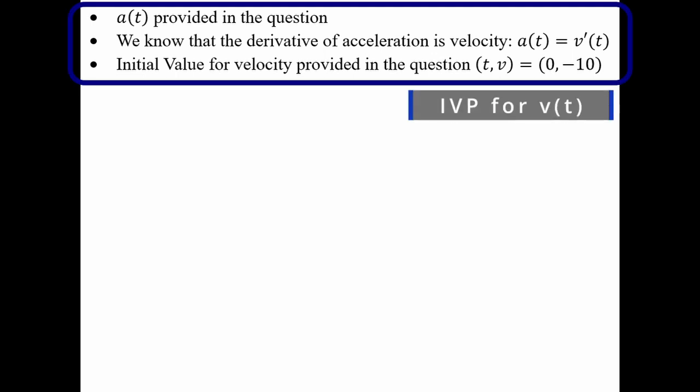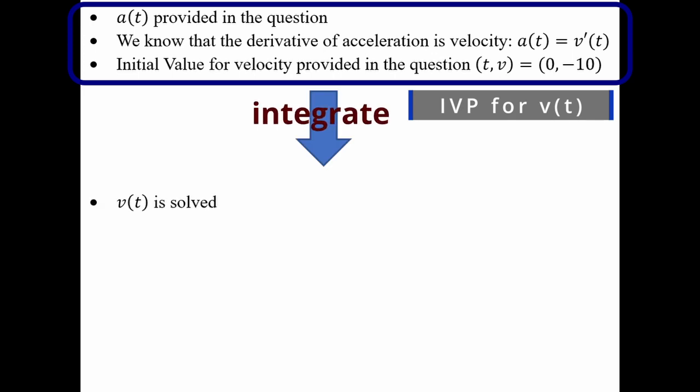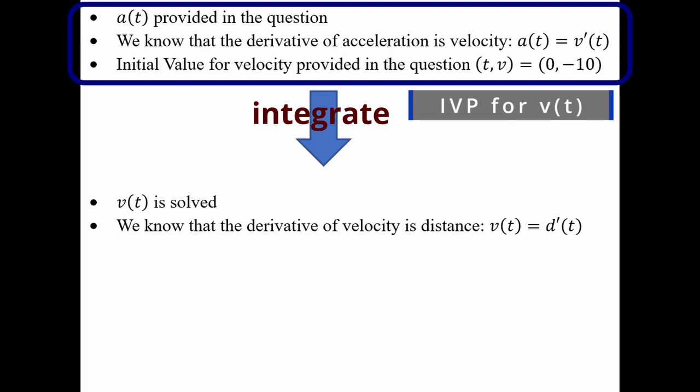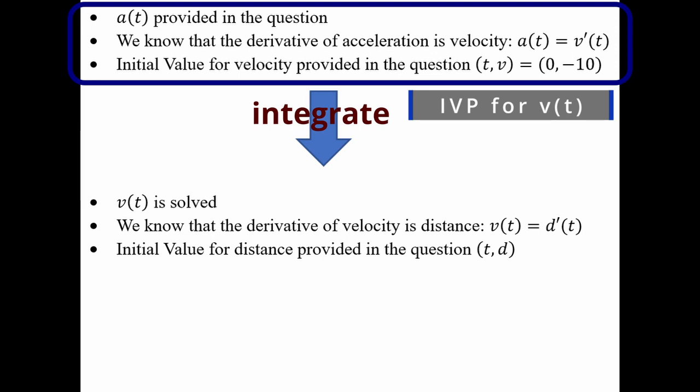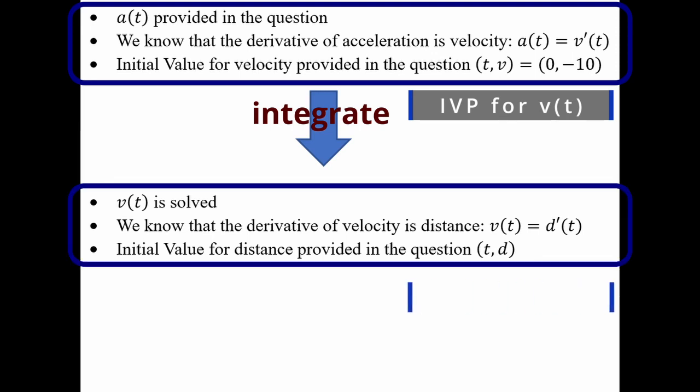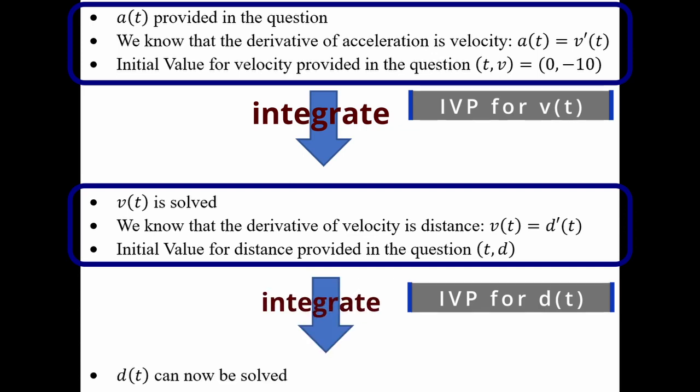So where are we going with all this? Well, we started with the acceleration function provided in the question, and we know that acceleration is the derivative of velocity. We were also given an initial value for v(t). All this information combined forms an IVP for the velocity function, which we then solved through integration. But there's more. We know that velocity is the derivative of distance. We were also given an initial value for d(t). More on that later. All this information combined forms an IVP for the distance function, which we can solve through integration, which is what we shall do right now.